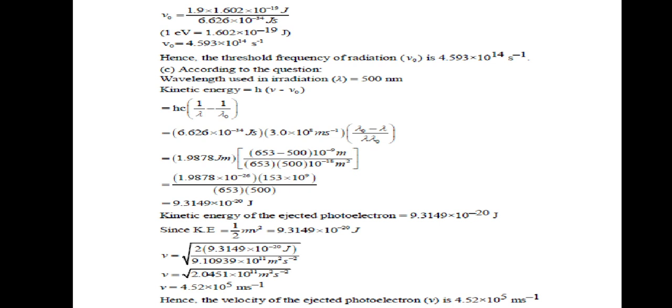V equals to under root of 2.0451 into 10 power of 11 meter square second minus 2, and we get velocity equals to 4.52 into 10 power of 5 meter per second.